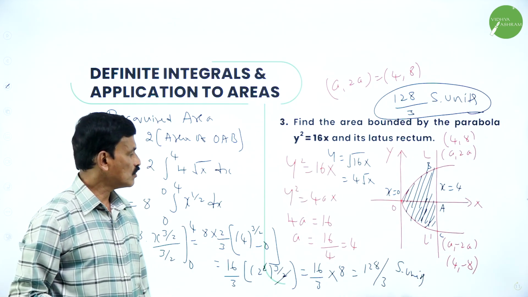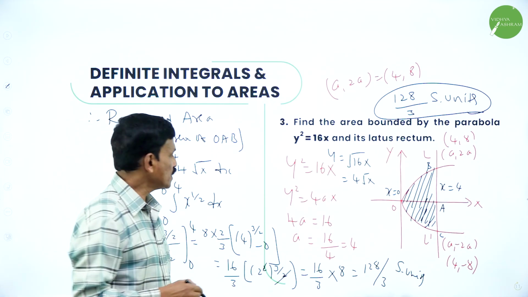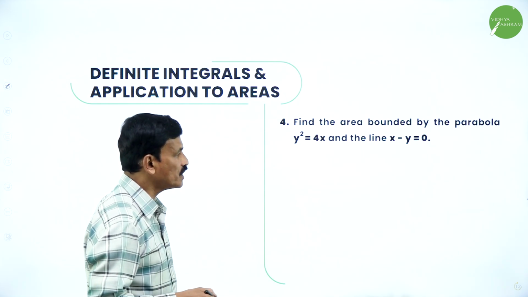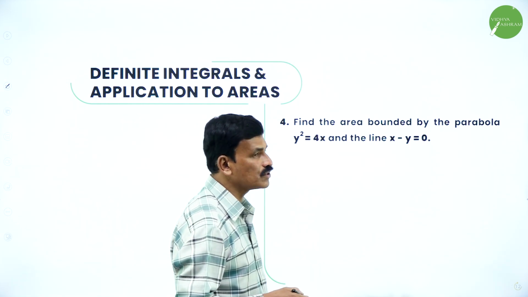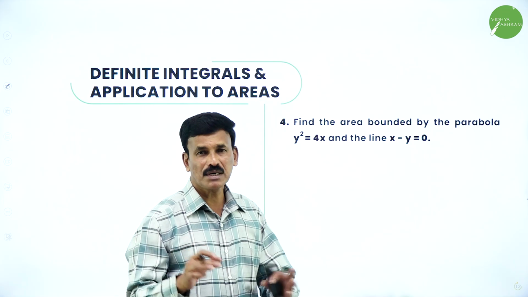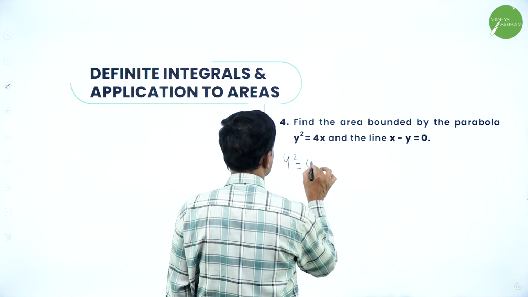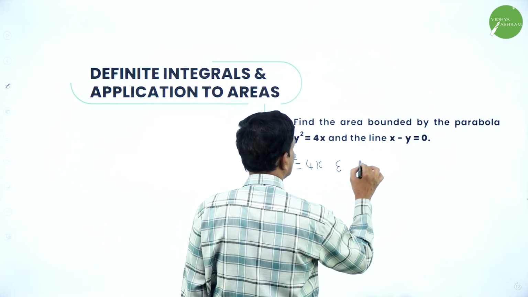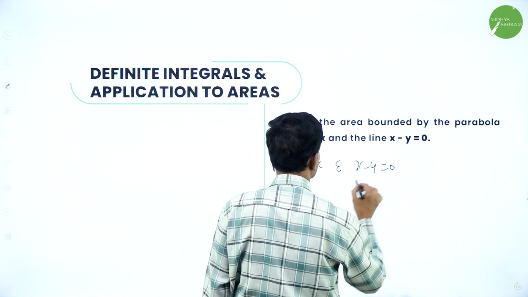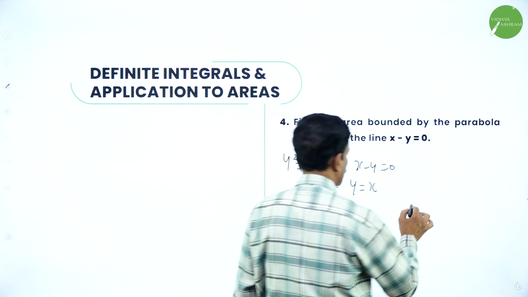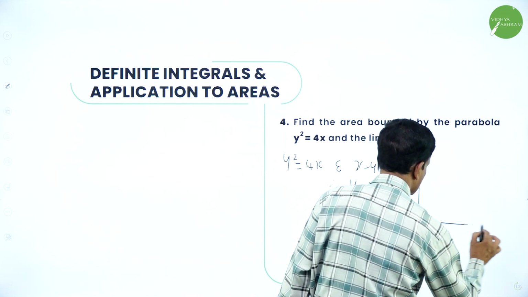Okay. Now hope you followed. Now on to the next problem. Find the area bounded by the parabola y square is equal to 4x and the line x minus y is equal to 0. Right. Here a parabola and a line are given. Now what is given? y square is equal to 4x and x minus y is equal to 0, which means y is equal to x. So the curve will be like this.